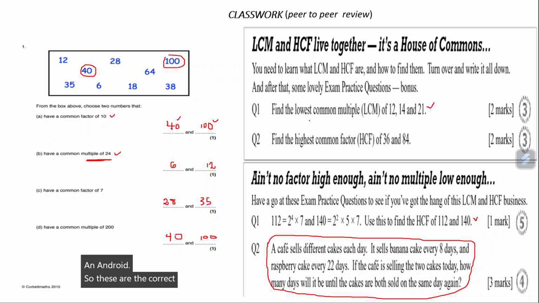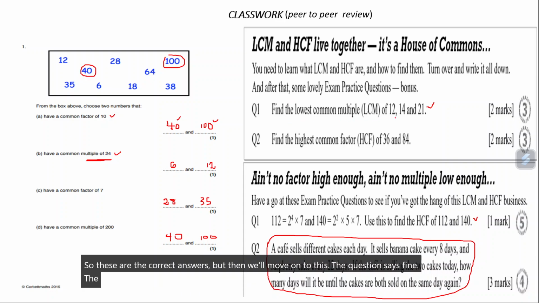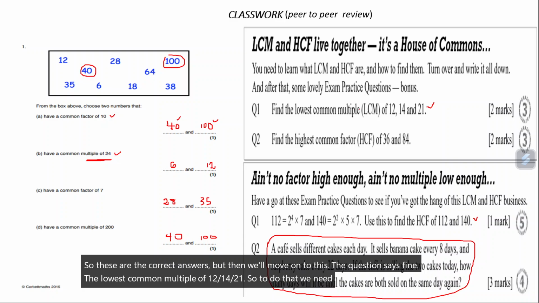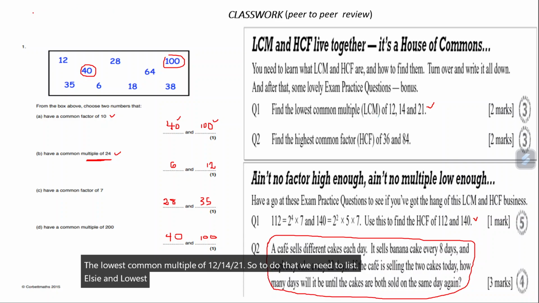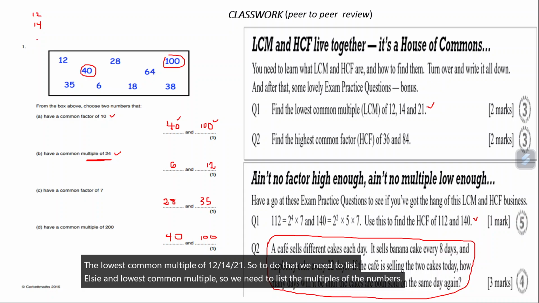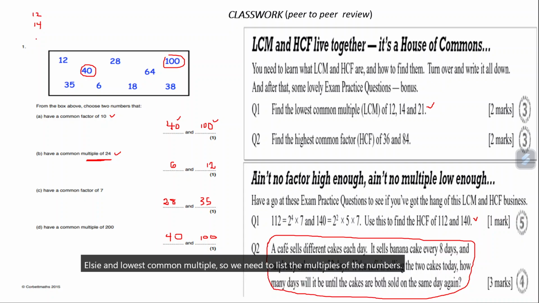So then we'll move on to these. The question says find the lowest common multiple of 12, 14, 21. So to do that, we need to list, LCM, lowest common multiple, the multiples of the numbers.